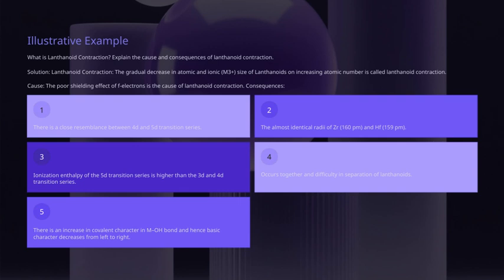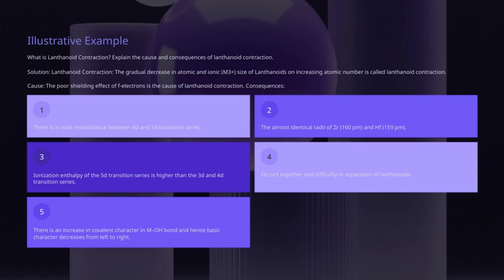Additionally, because of the lanthanoid contraction, the radii of zirconium, Zr, and hafnium, Hf, are almost identical, at 160 pm and 159 pm respectively, which makes their separation quite difficult. Another key point is that the ionization enthalpy of the 5d transition series is higher than that of the 3d and 4d series. This means that it requires more energy to remove electrons from 5d elements, reflecting their increased nuclear attraction due to contraction. Furthermore, there's an increase in the covalent character of the M-O bond across the series, which results in a decrease in basicity from left to right.